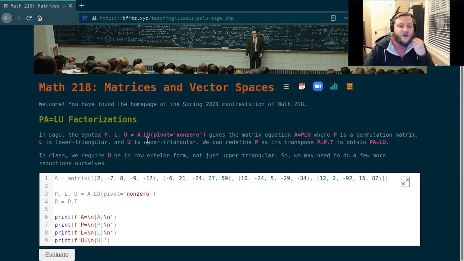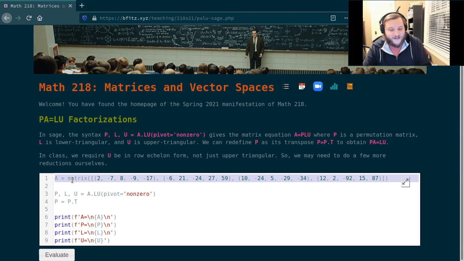Okay, so if you issue this command, Sage will spit out P, L, and U, but the P it spits out is the transpose of the P we're working with, and the U it spits out is not necessarily in row echelon form. It's only upper triangular, so we might have to take a few extra steps to get to row echelon form. So I've input the example that I did at the end of lecture as a default here to see how this works.